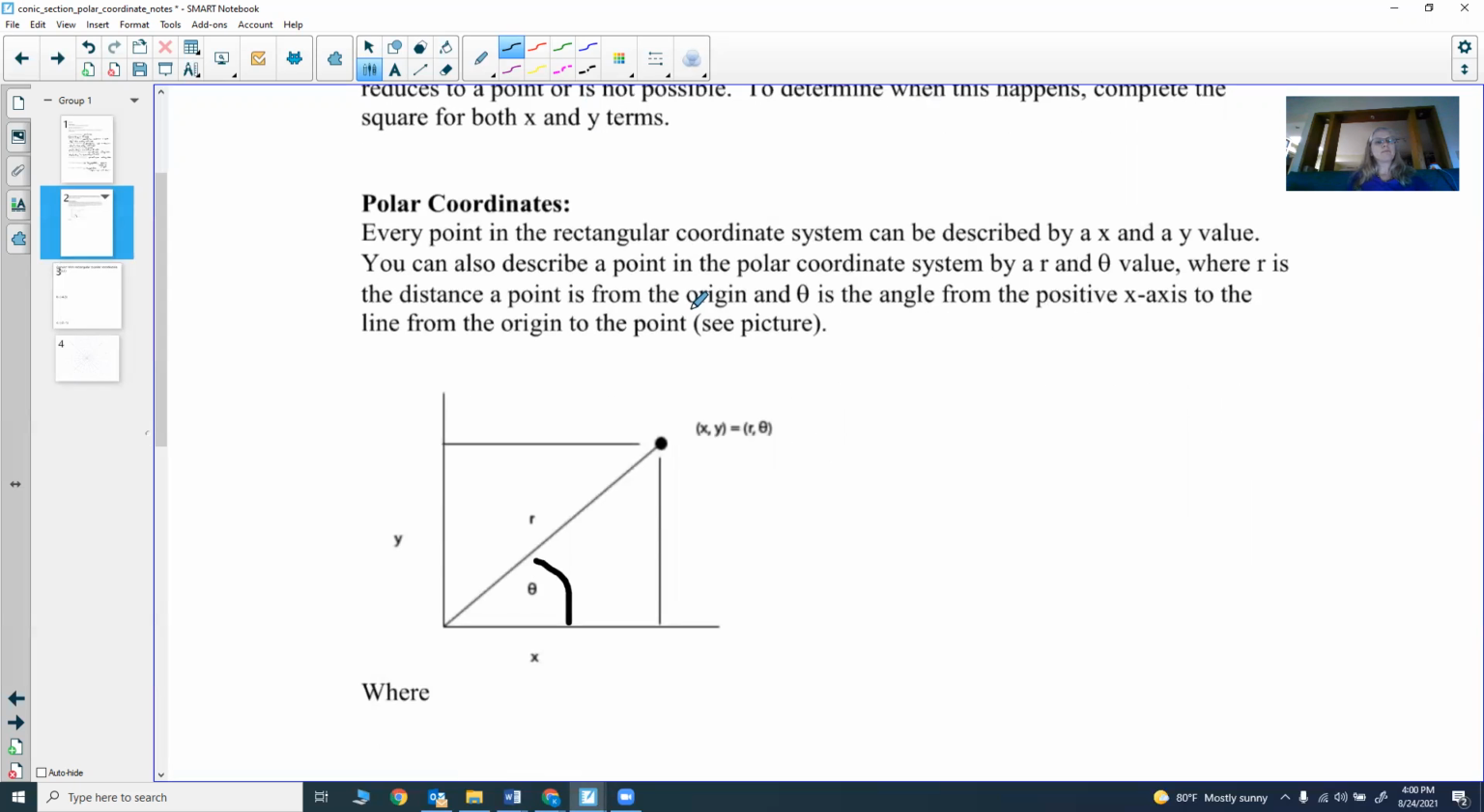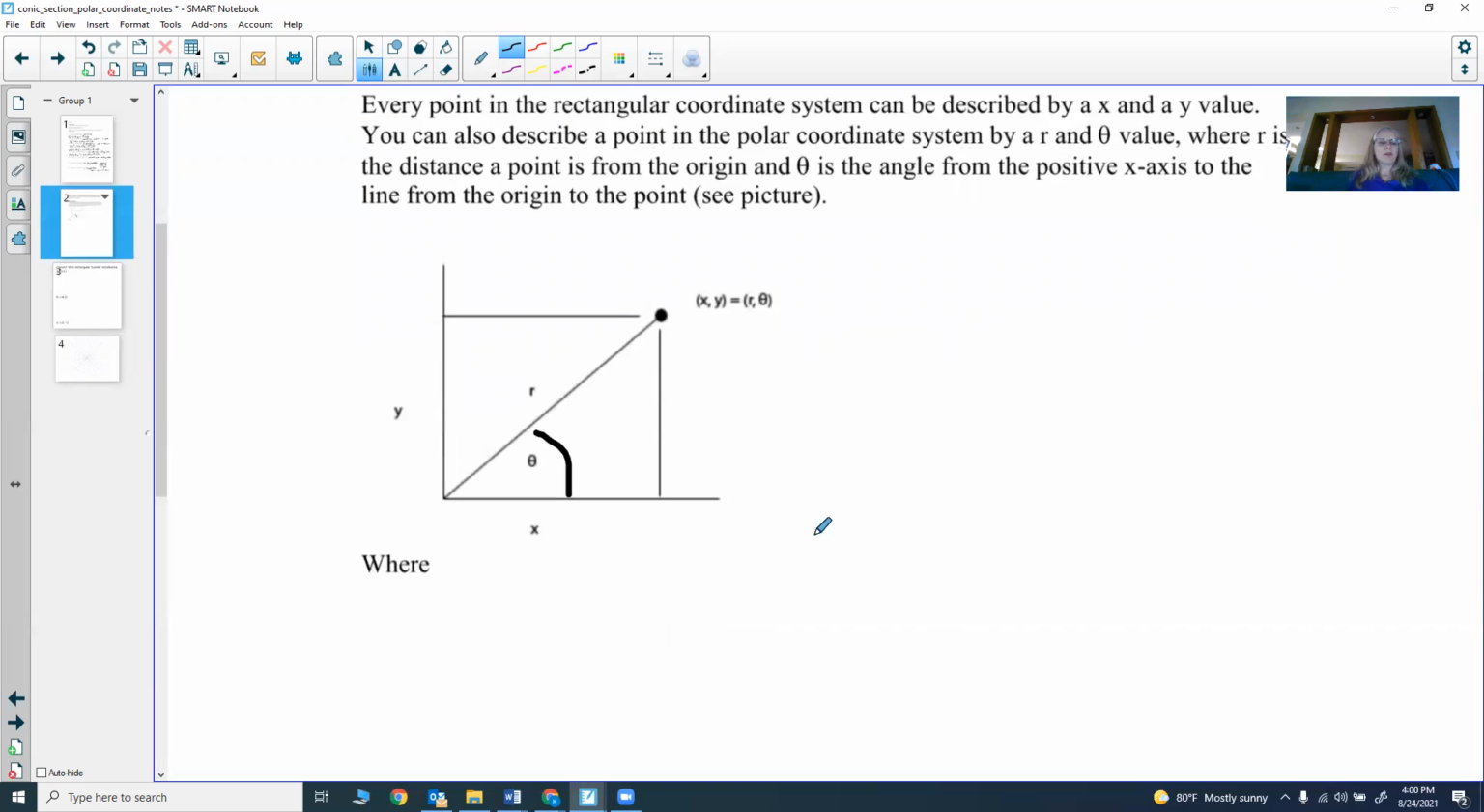So the next thing to talk about is polar coordinates. Every point in the rectangular coordinate system can be described by an x and a y value. We can also describe those points in a polar coordinate system by an r and a theta value, where r is the distance from the point to the origin, and theta is the angle from the positive x-axis to the line from the origin. Remember, counterclockwise is a positive angle, and clockwise would be a negative angle.